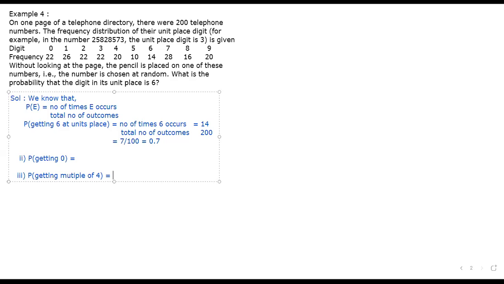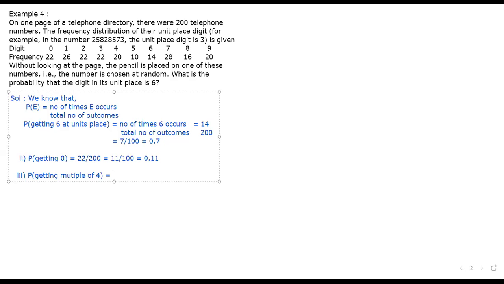Who will tell me what is the probability of getting 0? What is the answer? 22 upon 200, which is equal to 11 upon 100, which is 0.11.